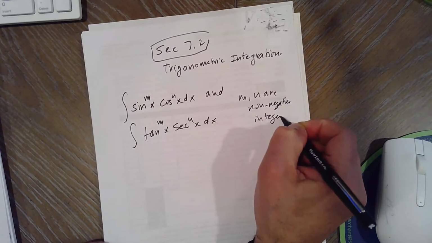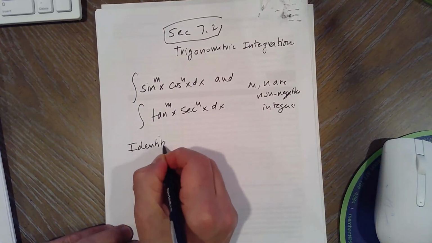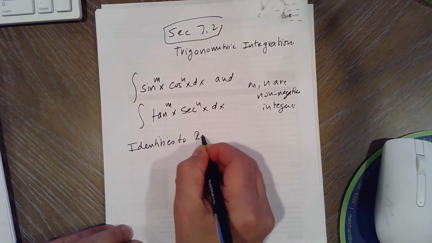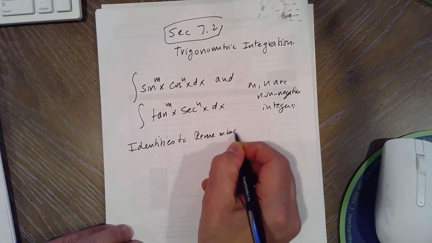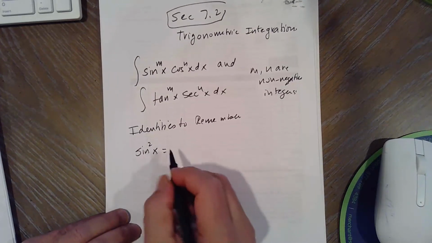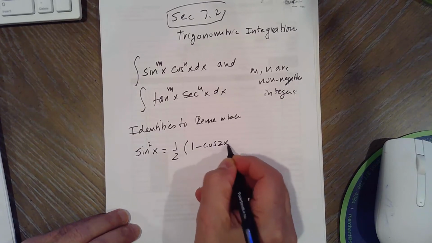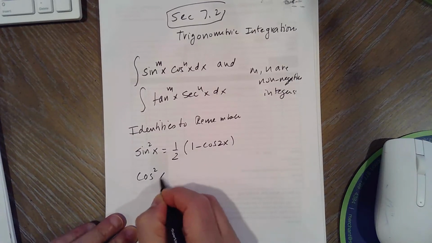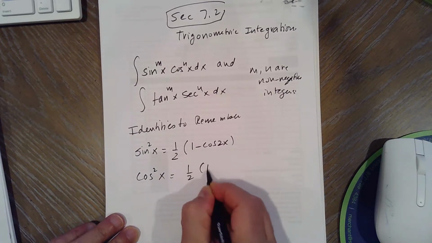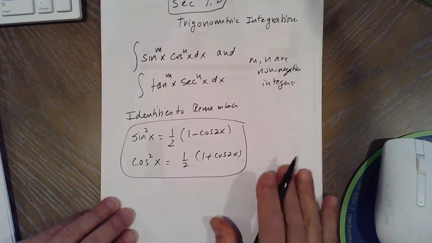In the process, we're going to need the identities. So, identities to remember, trig identities. The double versus half angle formula: sine square x is 1/2 times (1 minus cos 2x), and cosine square x is 1/2 times (1 plus cosine 2x). Okay, these are from trig.